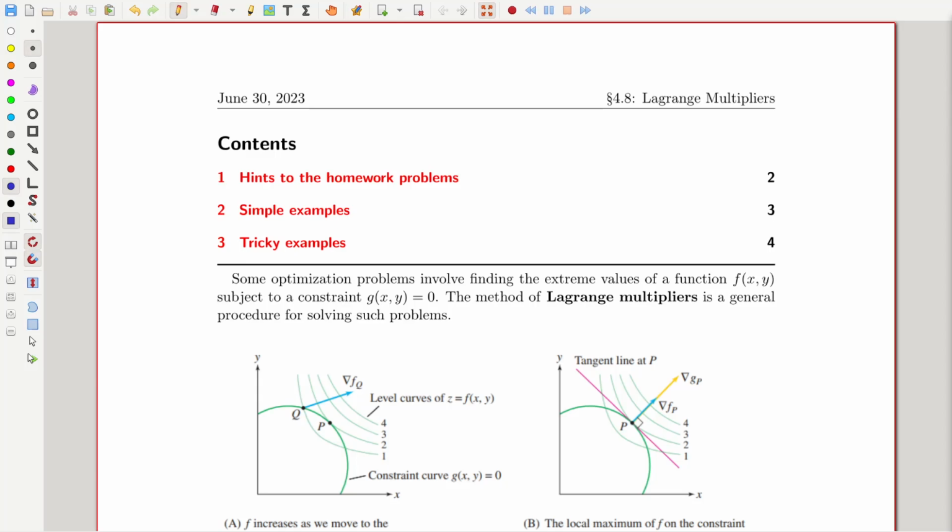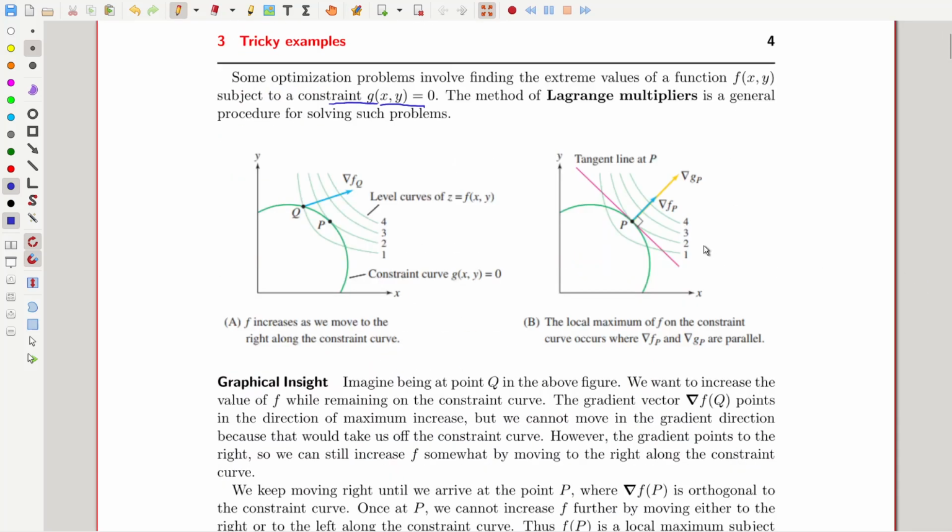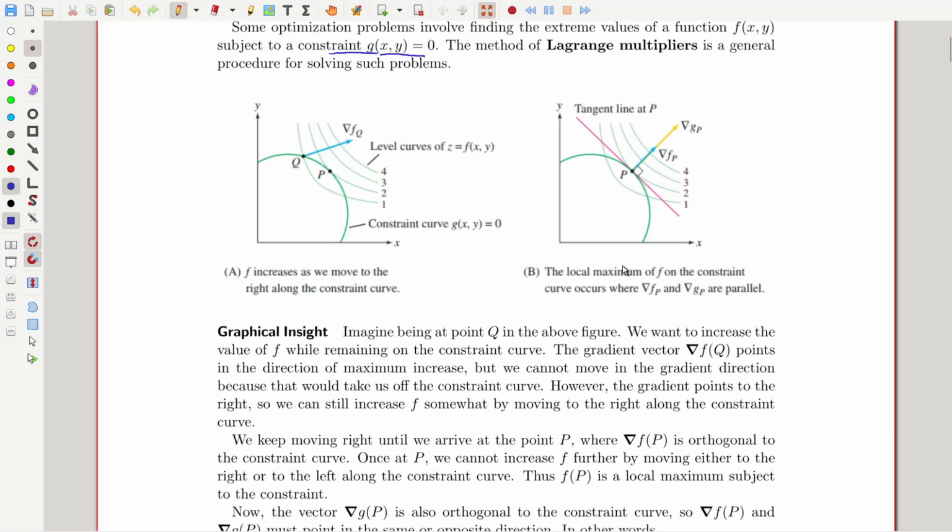Right. So Lagrange multipliers is a technique used to solve a particular kind of optimization problem, namely optimization problems where you have a constraint. Okay. So here's a graphical way to reason about why the Lagrange multiplier method works.